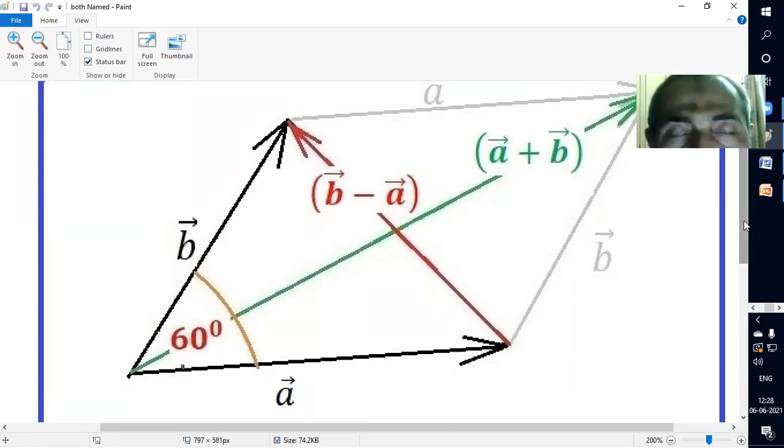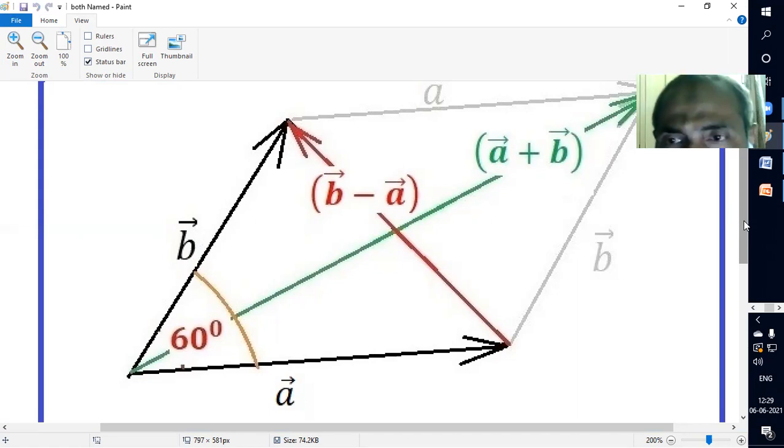Here in this figure, vector a and vector b are shown in black color. And in between these two vectors, a green color diagonal is passing. This green color diagonal is showing the sum of the two vectors, that is a plus b. Similarly, there is another diagonal which is drawn in red color. This other diagonal is showing the difference of the two vectors, b minus a. Of course, you can also find the vector a minus b, and that will be in the inverted direction compared to the direction which you are seeing in the red color arrow.